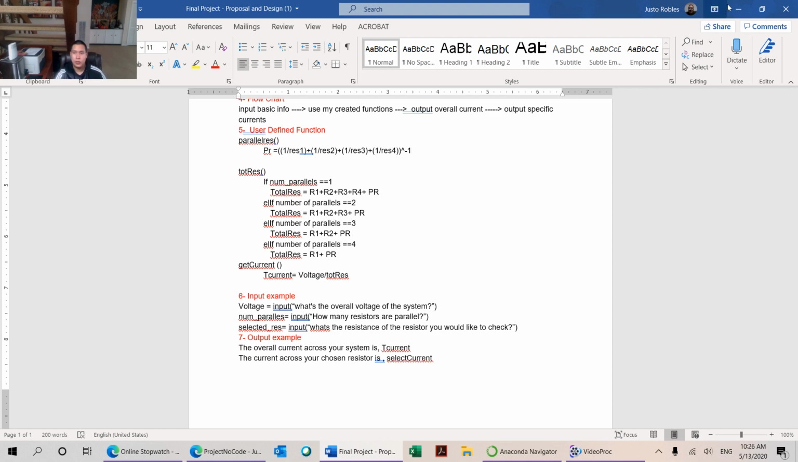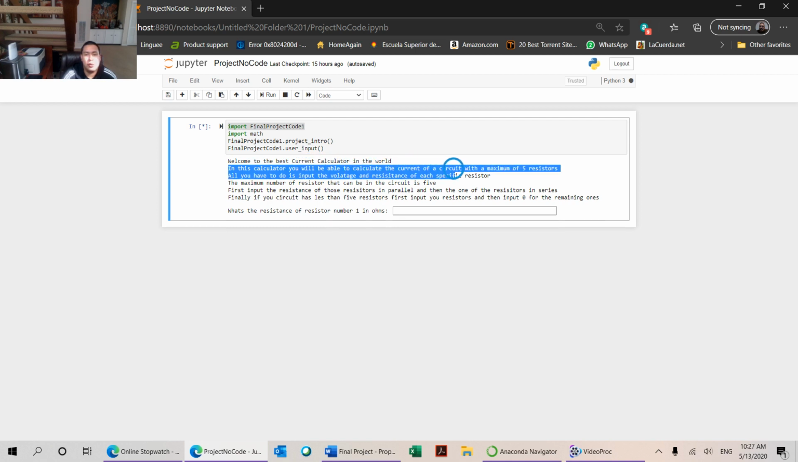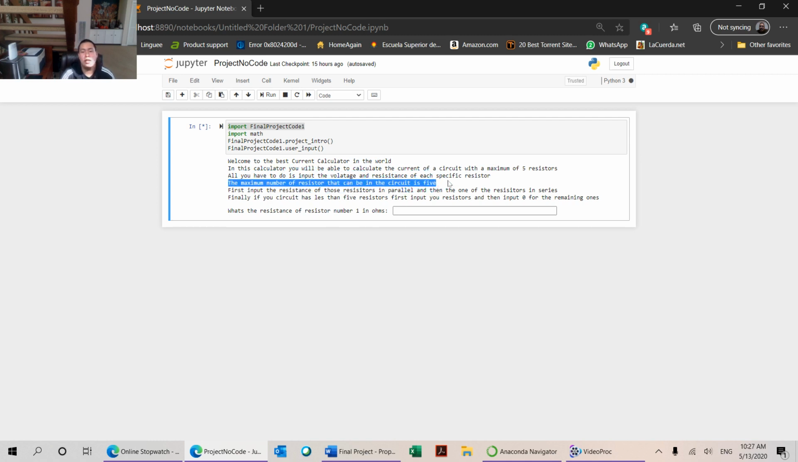Let's try to see my code. So let's go here. All right, so this is my code. As you can see, I'm only importing math and my user-defined project. The first thing you're going to see is "Welcome to the best current calculator in the world. In this calculator, you will be able to calculate the current of a circuit with a maximum of 5 resistors. All you have to do is input the voltage and resistance for each specific resistor."